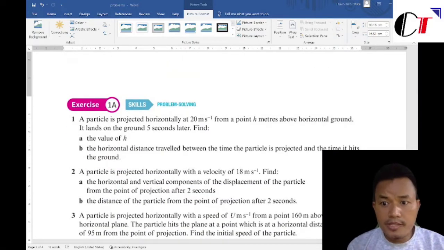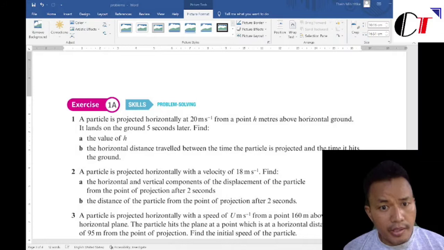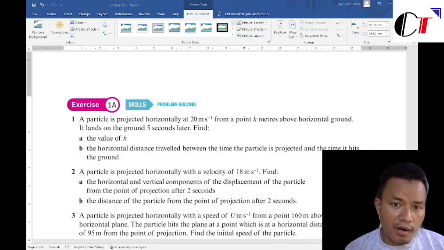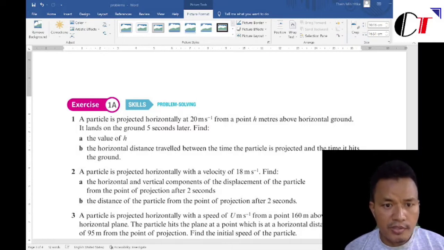So we are doing exercise 1A, problem 1. Let's try and read the problem together. A particle is projected horizontally at 20 meters per second from a point h meters above horizontal ground. It lands on the ground 5 seconds later. Find A, the value of h, and B, the horizontal distance traveled between the time the particle is projected and the time it hits the ground.